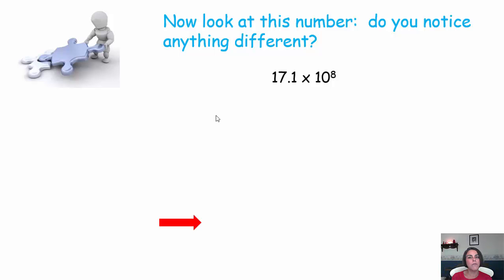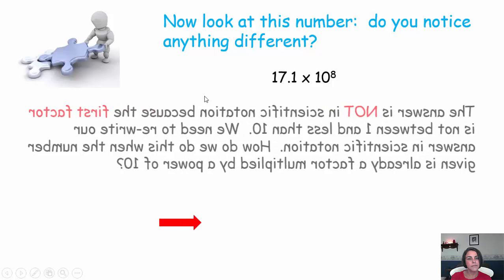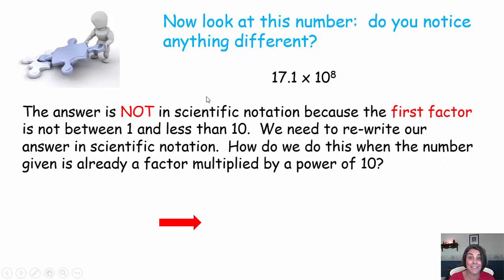All right, hopefully you paused the video and wrote up whether or not you think this number's in scientific notation. And you should have said, no, it's not. It's almost in scientific notation, except that first factor is not between 1 and 10. 17 is greater than 10. That's why this is not in scientific notation.